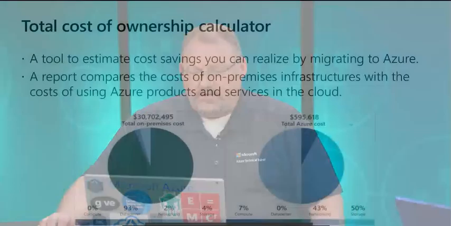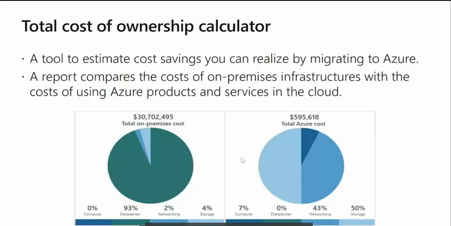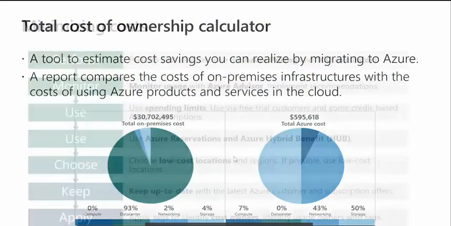So let me go ahead and switch back into our slides and finish off with some of the other things we have in the calculator. I talked about the total cost of ownership. What you're seeing here is an example of what the reports would look like, and there are some sample reports you can use.